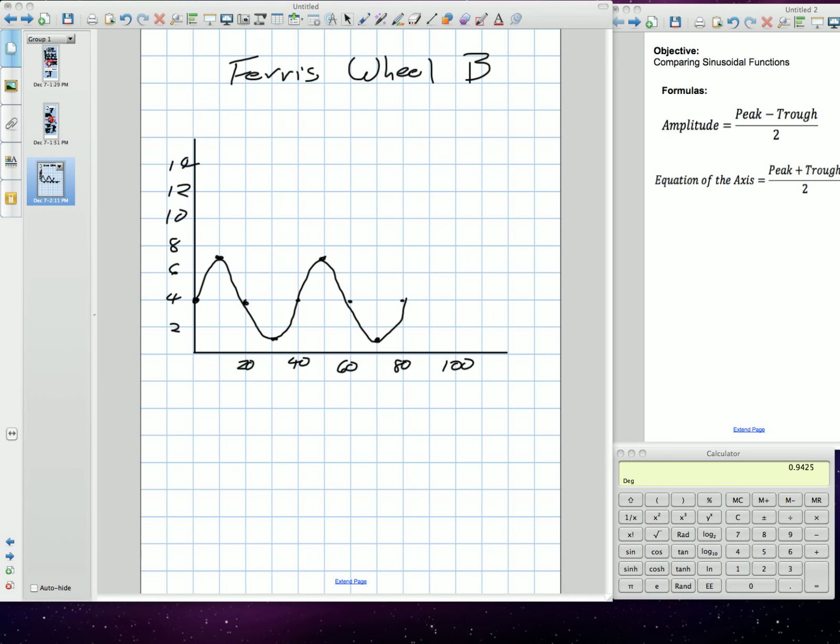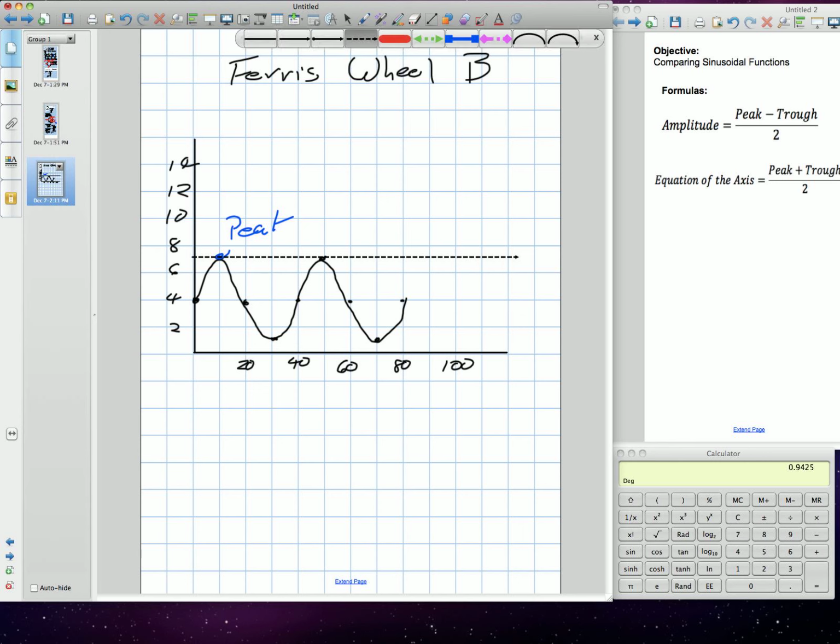Okay, Ferris wheel B, which we have to figure out. We're going to quickly go through this. We take a look at our peak. It reaches y is equal to 7 in this one. A lot different from our other Ferris wheel. The trough or the lowest point is at 1 again. From looking at it, can you tell me where the equation of the axis is? What is it? 4. Good. Equation of the axis goes right through the middle.